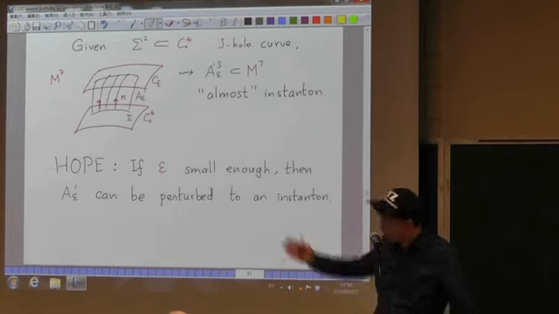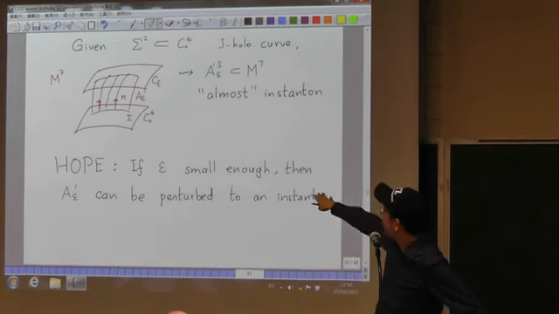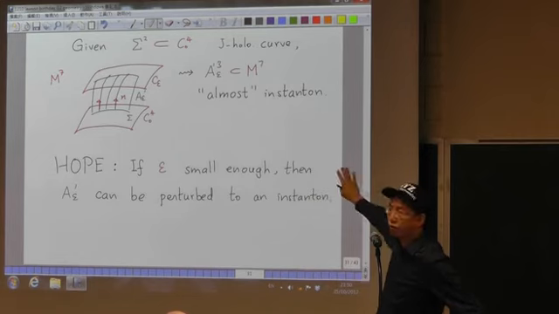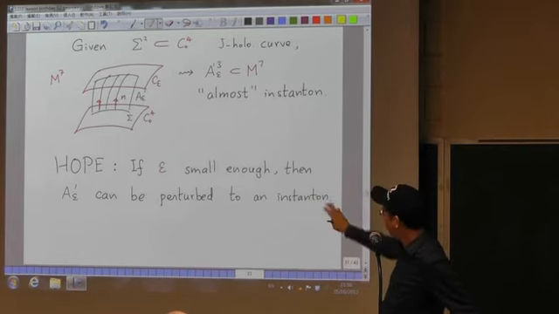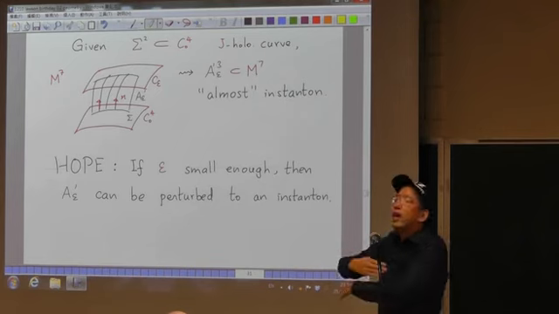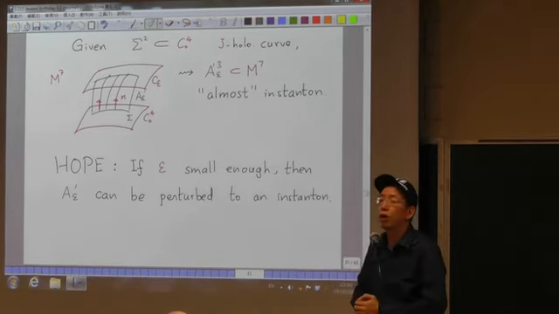Okay. So this is the picture. You start with sigma, and then you swap it out to get something which is almost an instanton. And then you hope that when you move it always a tiny little bit, then you can really honestly associate an actual one.